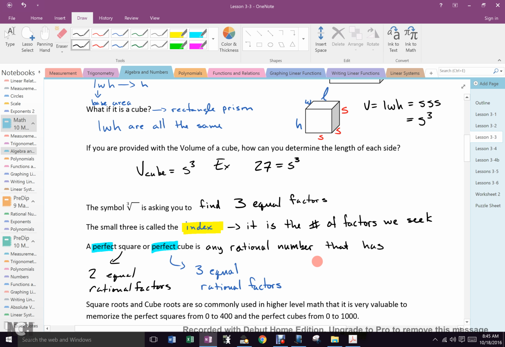Well, what's the square root of 4? 2. 2 and 2, are they equal? Are they rational? Excellent. Okay. So everyone's cool with that, right?